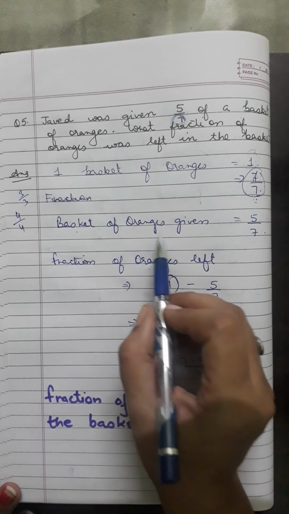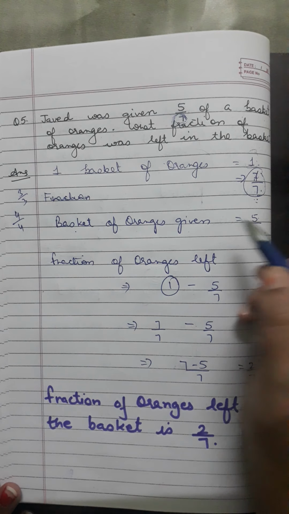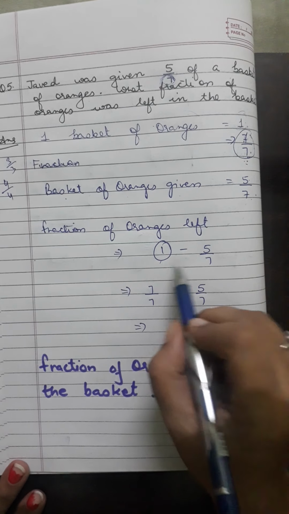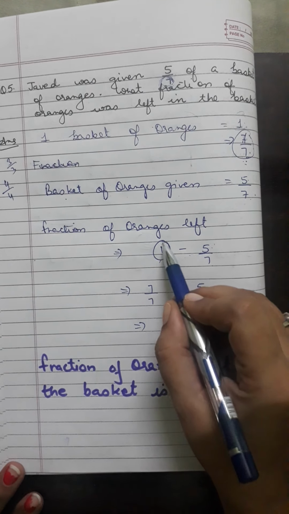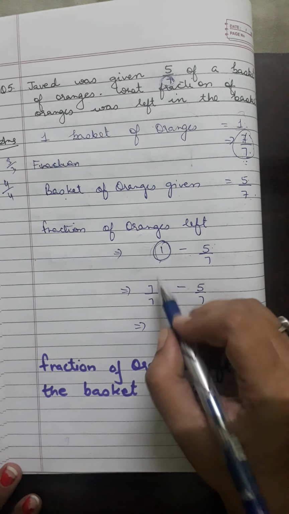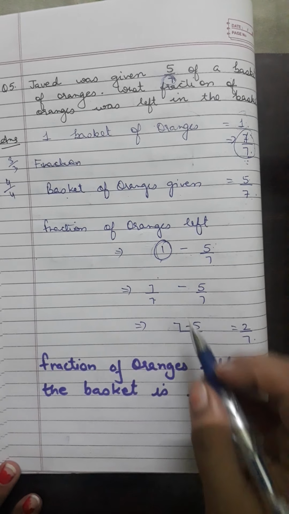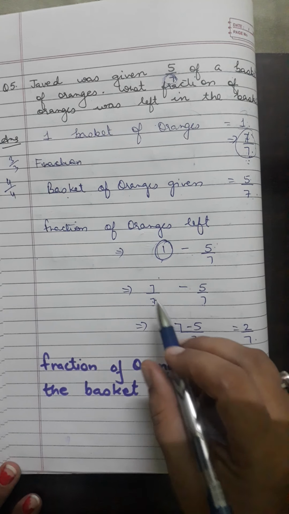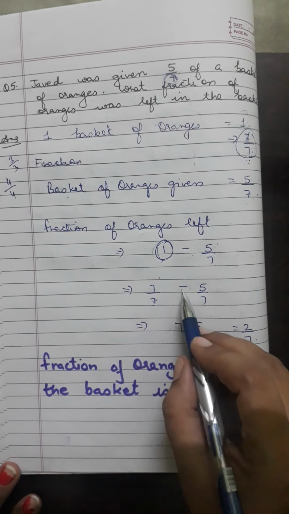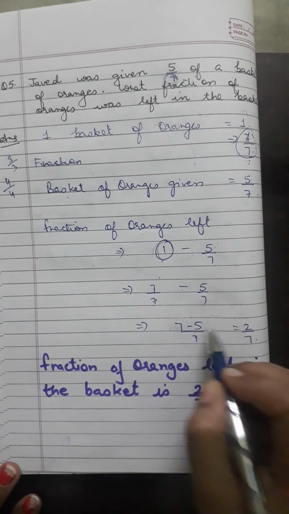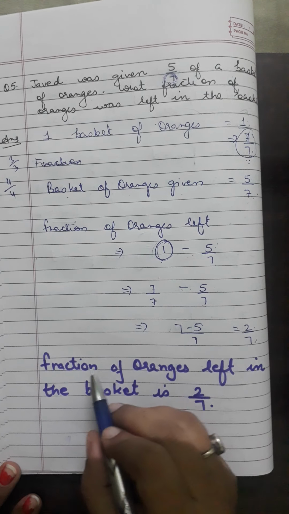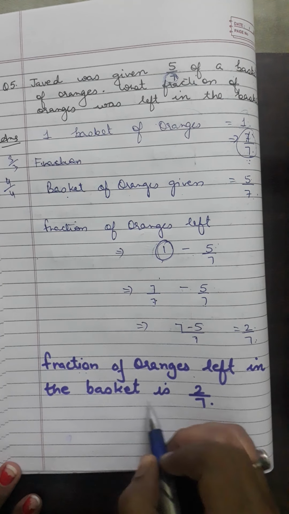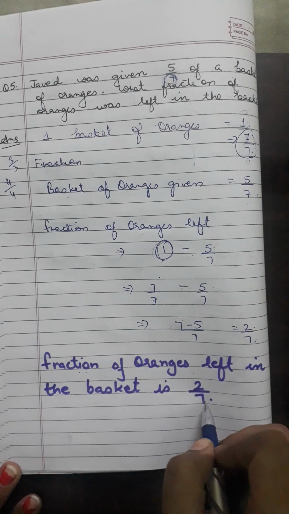So from the basket of oranges he was given 5 by 7, and how much was left? So we will subtract: 1 minus 5 by 7. Now the value of 1 is 7 by 7. Denominator same, so 7 is the denominator and 7 minus 5 is 2 by 7. So the fraction of oranges left in the basket is 2 by 7.